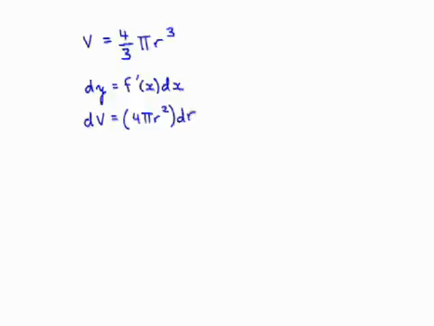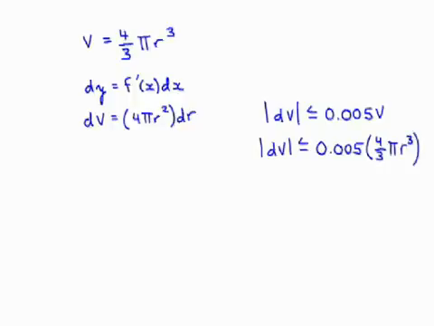Now, we know that dv has to be within half a percentage of its true value. Therefore, we can say that the absolute value of dv is less than or equal to 0.005 v. We used absolute values because this particular error could be both positive as well as negative. So in the next line, what we've done is replaced v with 4/3 pi r cubed, because we know volume is equal to that.